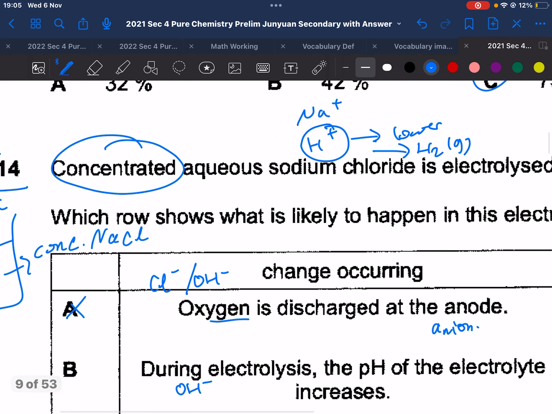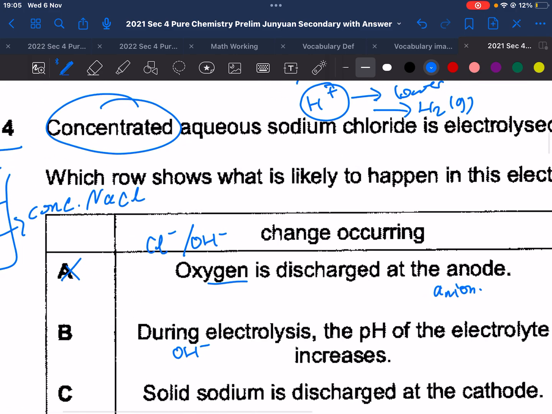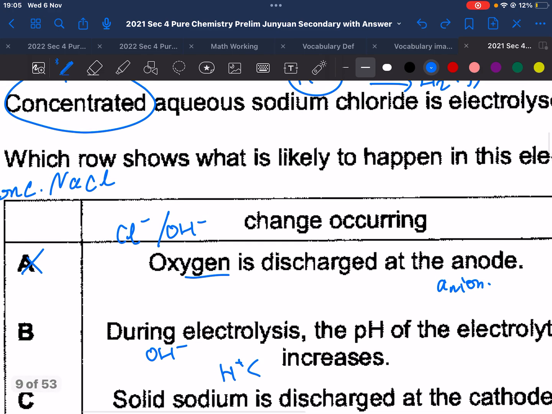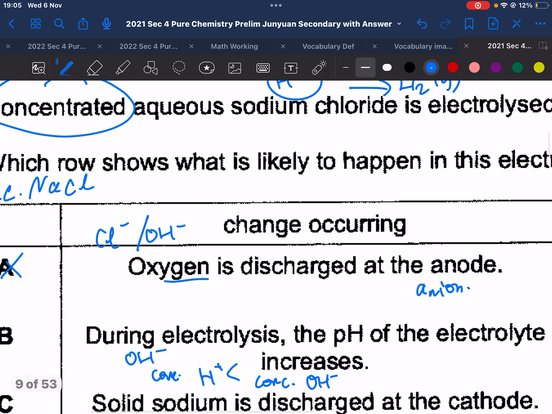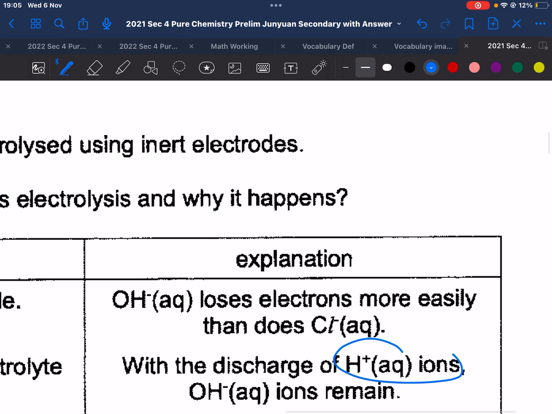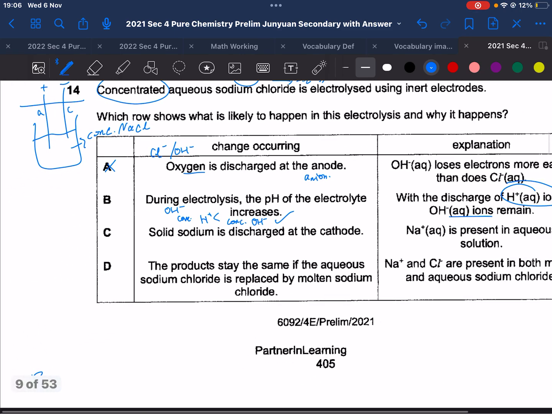When it forms H2 gas, there will be a decrease in the concentration of hydrogen ions within the solution, so the OH minus concentration is relatively higher. Eventually it will become alkaline. So this is correct. Explanation: with the discharge of H plus ions, OH minus ions remain. The answer should be correct. The answer should be B. It should be B.